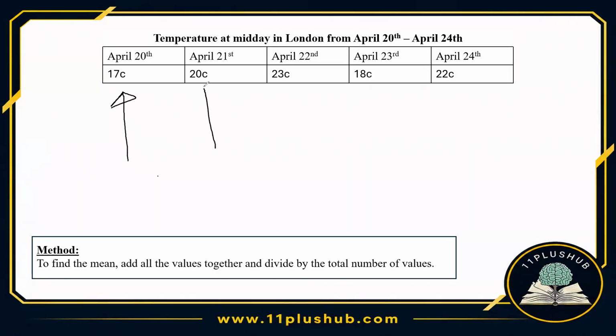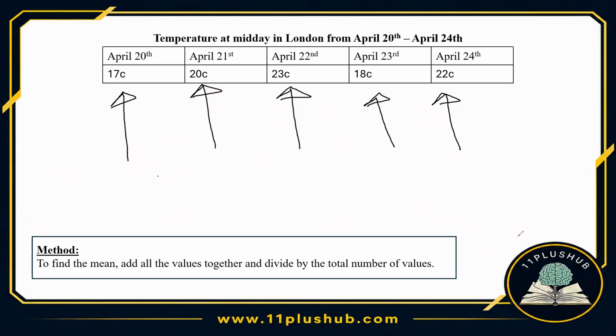On April 21st, it was 20 degrees Celsius. On April 22nd, 23 degrees Celsius. April 23rd, 18 degrees Celsius. And April 24th was 22 degrees Celsius, right? So imagine, right, that you had a friend phone you who didn't live in London. Maybe they lived in another country. They said to you, "Oh, what's the weather been like this week?" Rather than saying to them, "Well, it was 17 on April 20th and 20 on April 21st," what you might do is figure out a typical value, a number that represents the whole week, rather than lots and lots of information, just one number, right?